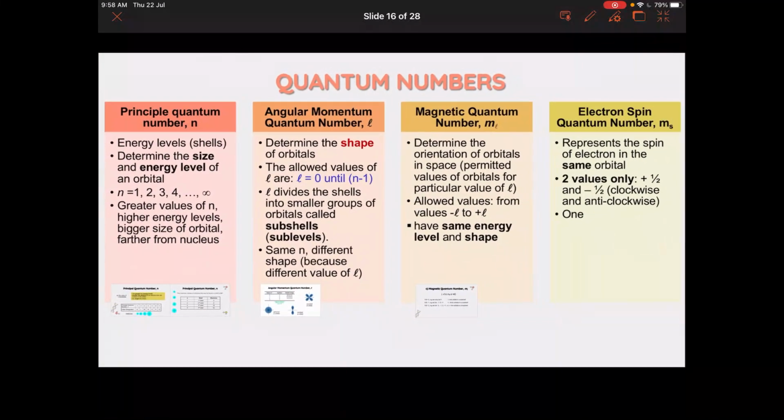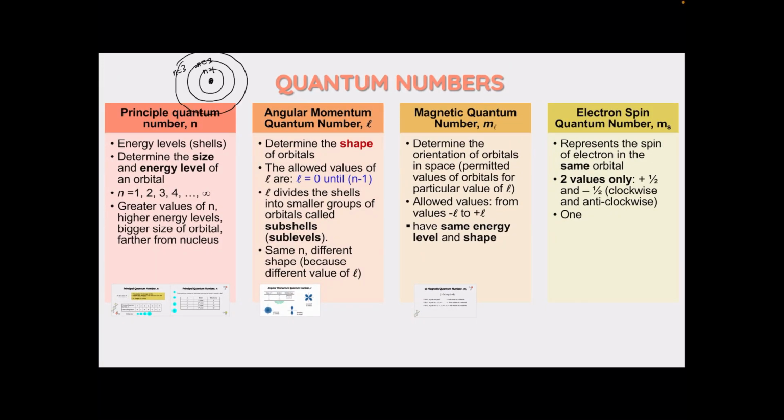The second quantum number is the angular momentum quantum number L. This quantum number gives us information regarding the shape of the orbitals. In the principal quantum number, you have the idea regarding the size of the energy level or orbital, but in the angular momentum quantum number, you have the information regarding the different shapes of the orbitals. The allowed values of L are from 0 until n minus 1. So the value of L is dependent on the value of the principal quantum number n.